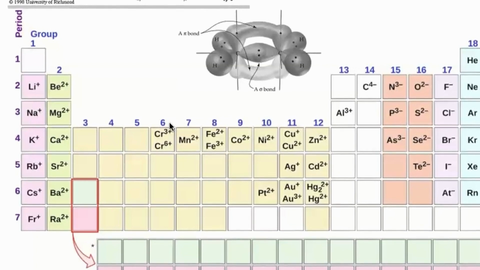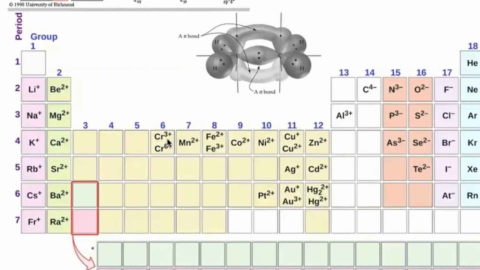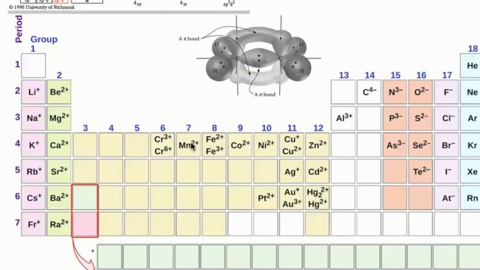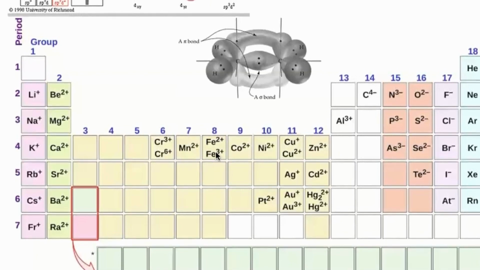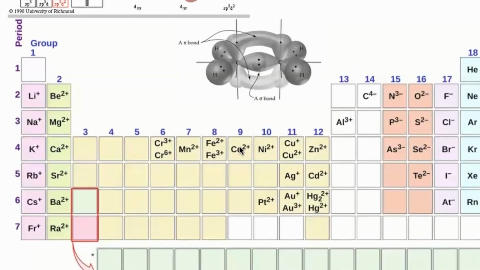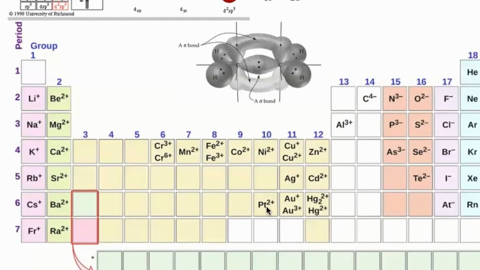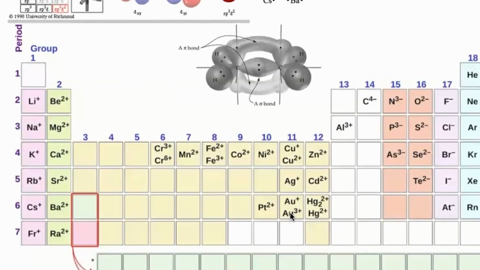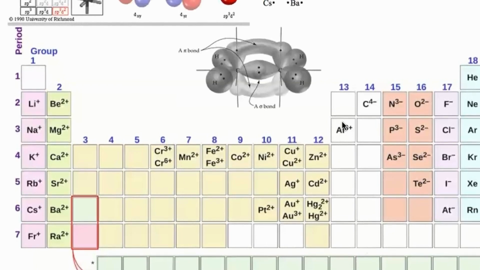These are our transition metals. Chromium is able to form 3+ or 6+ charge. Manganese is able to form 2+ charge. Iron is able to form 2+ or 3+ charge. Cobalt is 2+ as well as nickel. Cadmium, zinc, mercury as well as plutonium. Gold can exist as a cation in a 3+ state. From the group 13 elements, aluminum as well.